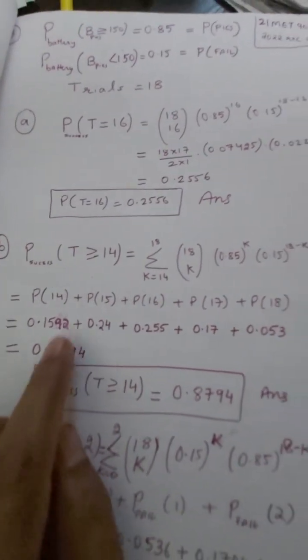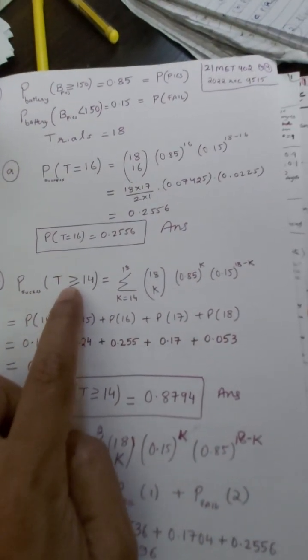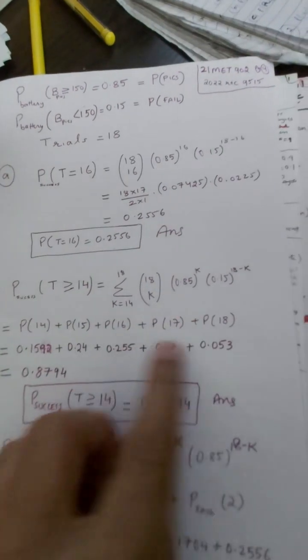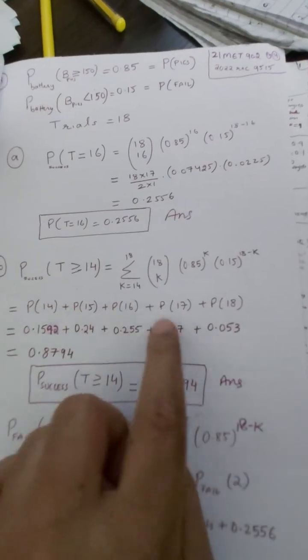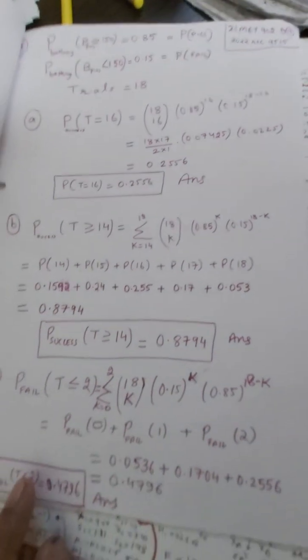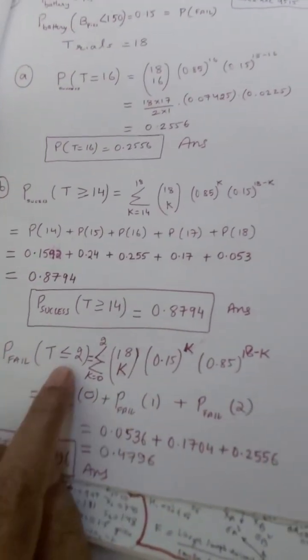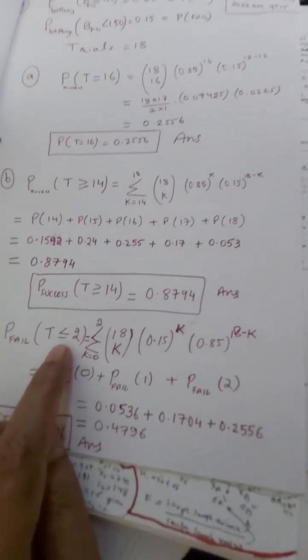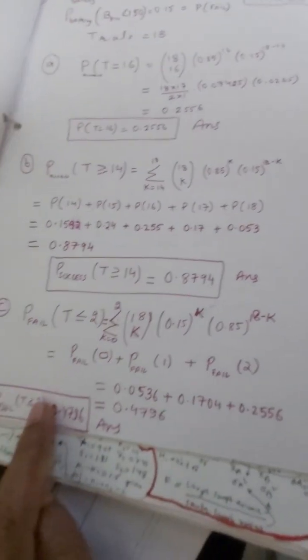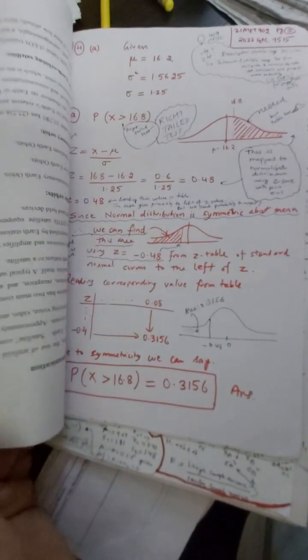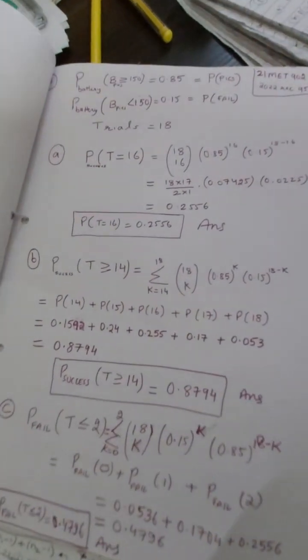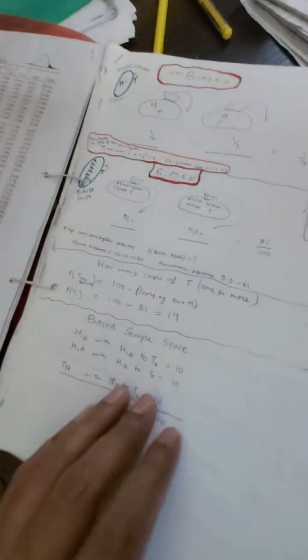Next question, B part, they must have asked for taking pictures greater than or equal to 14. So we will put the respective probabilities and calculate them and get the answer. In another question, the probability of failure must have been asked, so less than or equal to 2, again we put the numbers and we get the answer. So this is the same kind of question. So we are done with this. Now let us move to question number 4 of the assignment. In the assignment, question number 4 is this one.